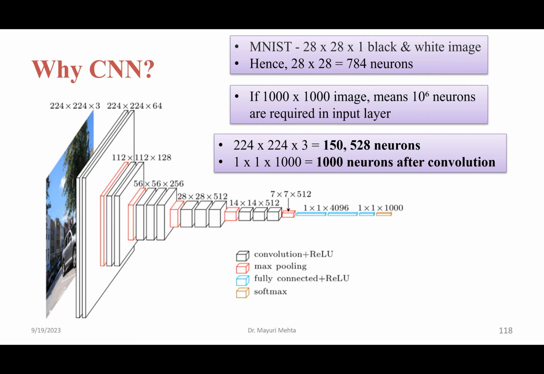So 28 rows and 28 columns. So those many pixels are there. So in total, how many pixels are there in your image? 28 cross 28 means if you multiply 28 by 28, it is 784. So 784 pixel values are there in one image of this MNIST dataset. Each image contains 784 pixel values.